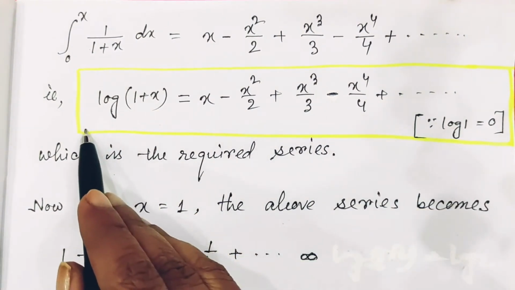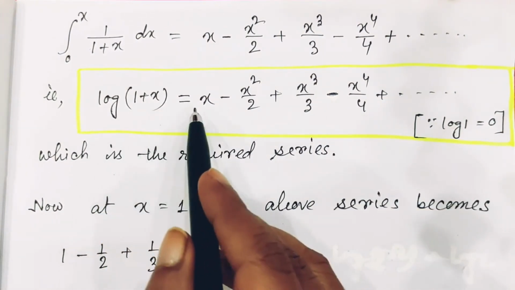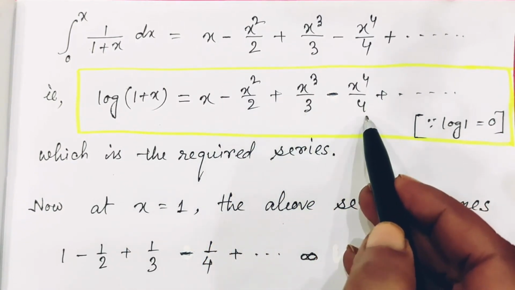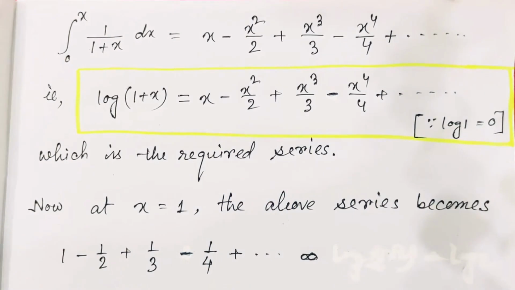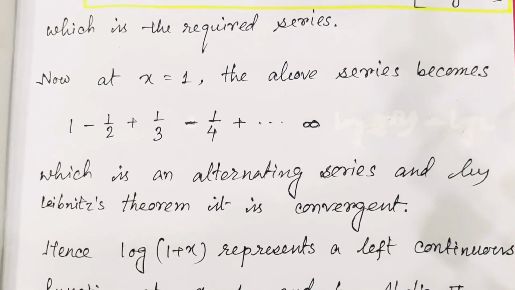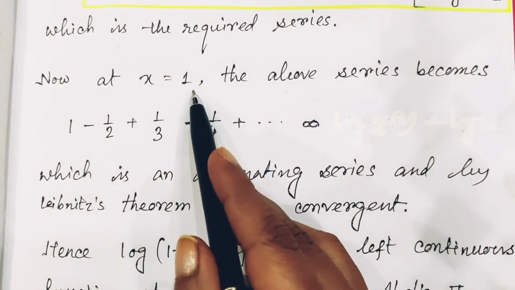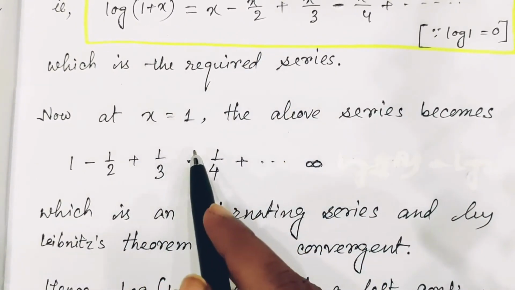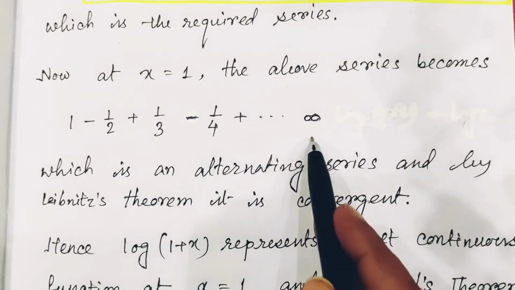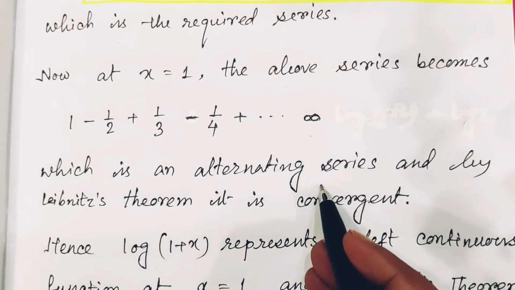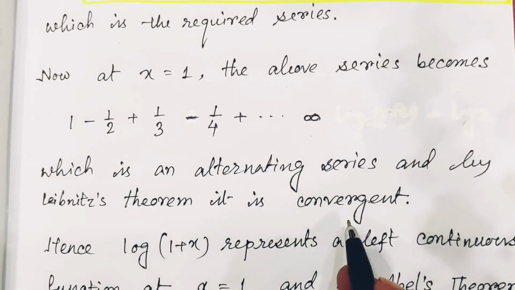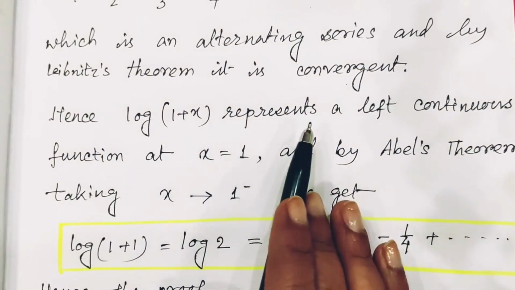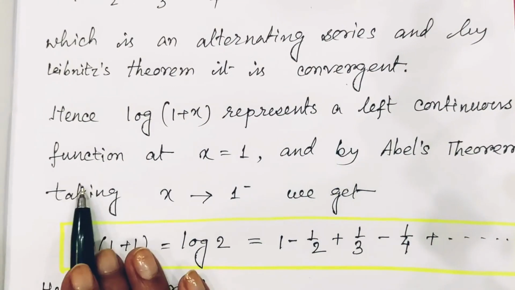So the series we find is log of 1 plus x is equals to x minus x square by 2 plus x cube by 3 minus x to the power 4 by 4, this one, which is our required series. Now at x is equals to 1, what happens? If in the above series we substitute x is equals to 1, then we find this series, which is an alternating series, and by Leibniz theorem it is convergent, that we know. So hence log of 1 plus x represents a left continuous function.